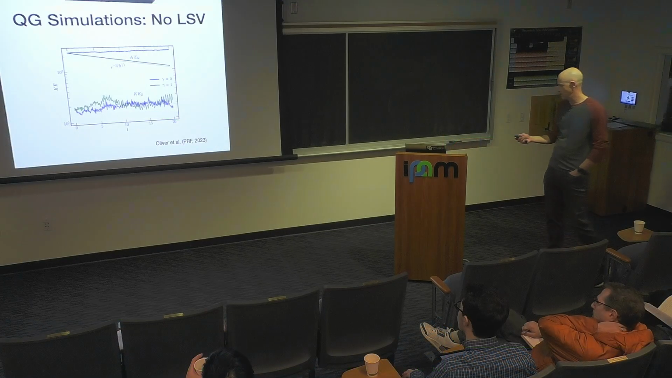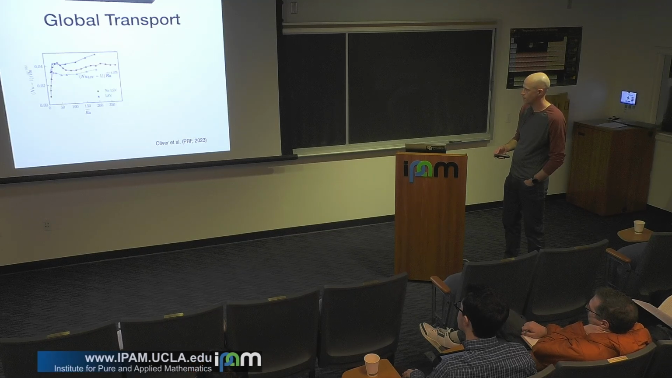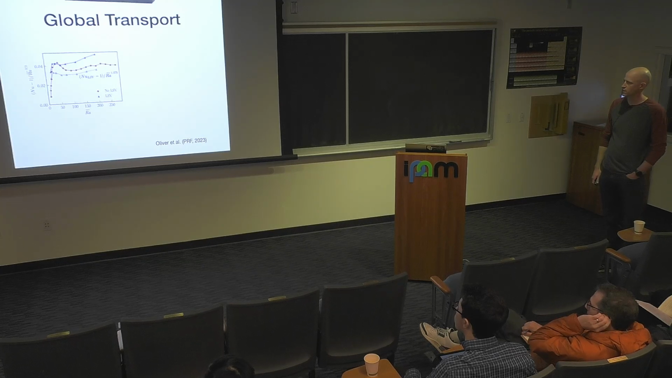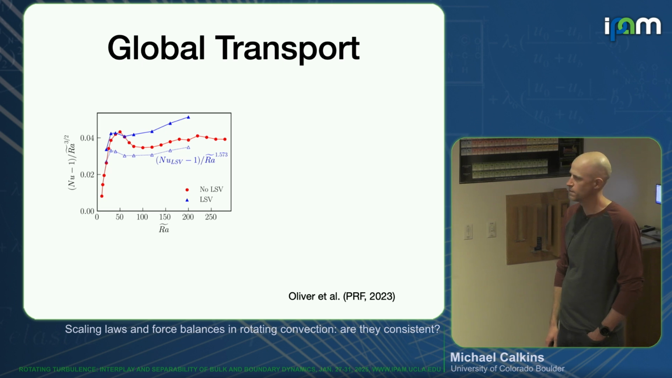So Tobias did a range of simulations with this system. Some of the results from this study: this is a plot showing the compensated Nusselt number as a function of reduced Rayleigh number. The red data points show the results where we've removed this depth averaged large-scale vortex from the system, and the blue triangles show the full system where the large-scale vortex is present.